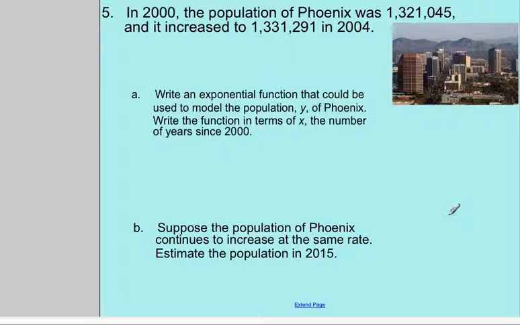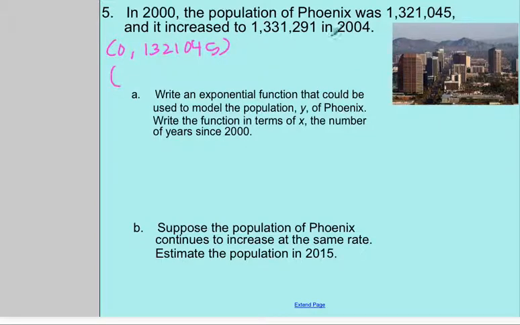In 2000, the population of Phoenix was 1,321,045, and it increased to 1,331,291 in 2004. Okay, it says write an exponential function that can be used to model the population of Phoenix. Write the function in terms of x, the number of years since 2000. So in 2000, that means it was year 0. So this is really 2 ordered pairs. Okay, so we have to do a little bit more work in order to figure out this equation. There will be a problem like this on your homework, so make sure you're paying attention closely.